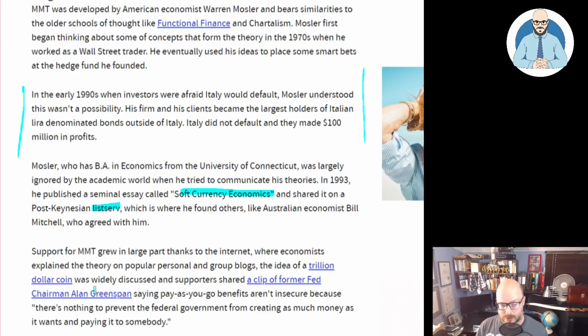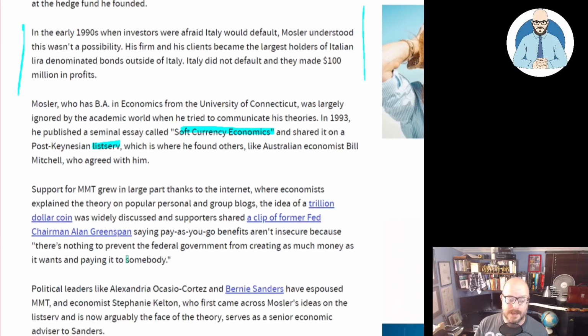The idea of a $1 trillion coin was widely discussed, and supporters shared a clip of former Fed Chairman Alan Greenspan saying pay-as-you-go benefits aren't insecure because there's nothing to prevent the federal government from creating as much money as it wants and paying it to somebody.